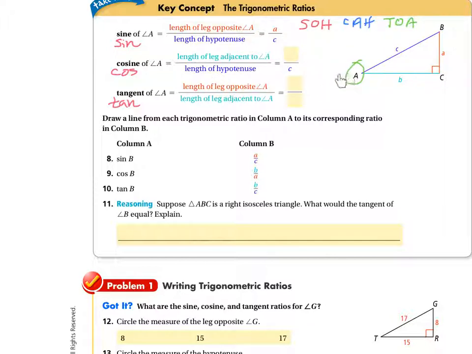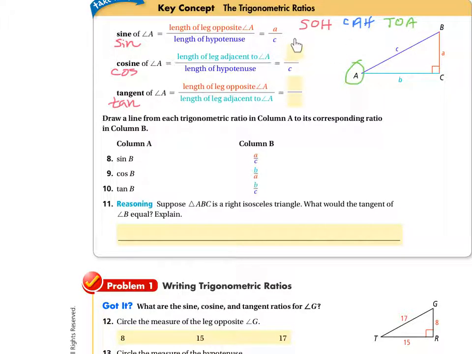So cosine here, what's the leg adjacent to A? Meaning it has to touch it. So it has to be B, and then the hypotenuse again is C. And then the tangent is always the leg opposite over the leg adjacent. So leg opposite to side A, and the leg adjacent, side B. So that's what SOH CAH TOA is telling you.